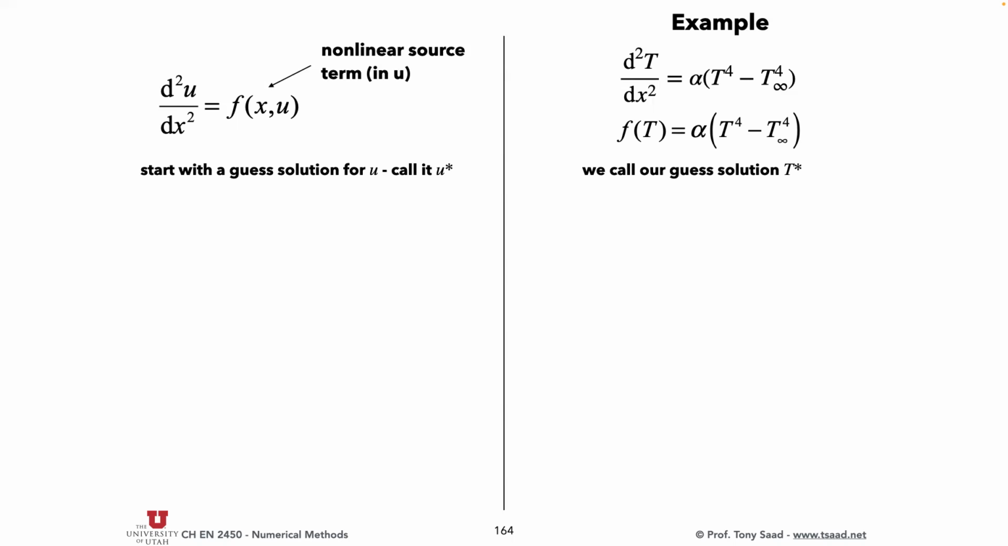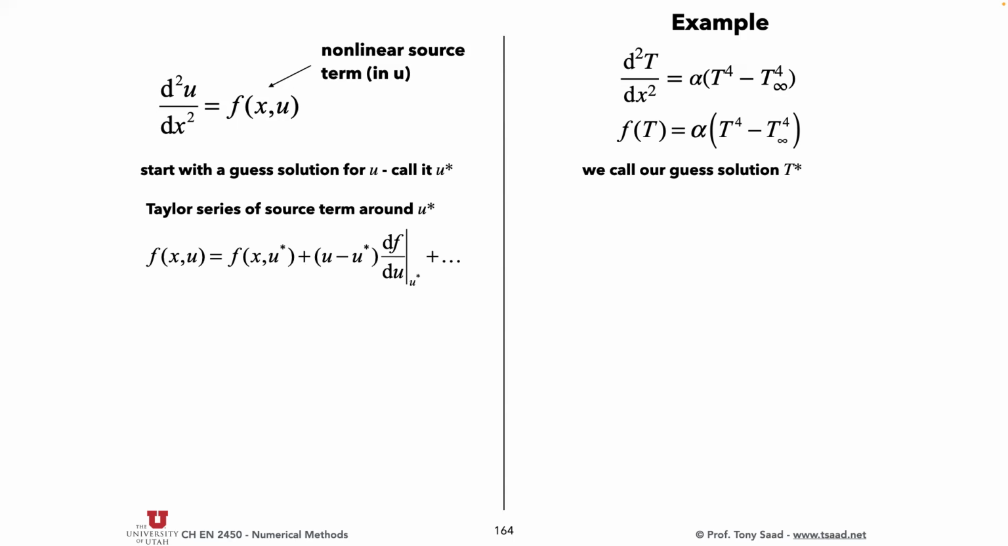Now, here's where the magic comes in. Again, this is another version of the Newton solver that we developed for nonlinear equations. We're going to do a Taylor series of the entire source term, the entire right-hand side, around u star. So we're going to fix x. We don't care about x, but we're going to do a Taylor series around u star. That Taylor series looks like f of x, u equals f of x, u star, so we're expanding around u star, plus u minus u star, the distance between u and u star.